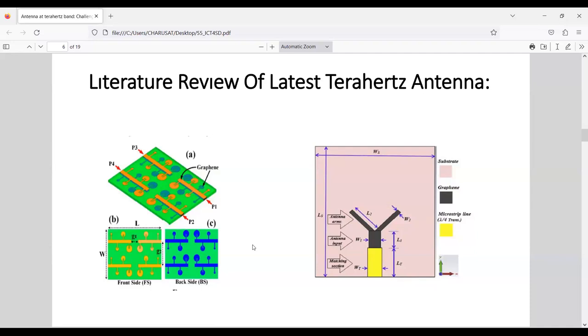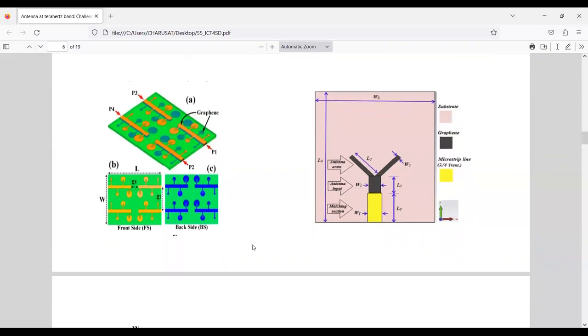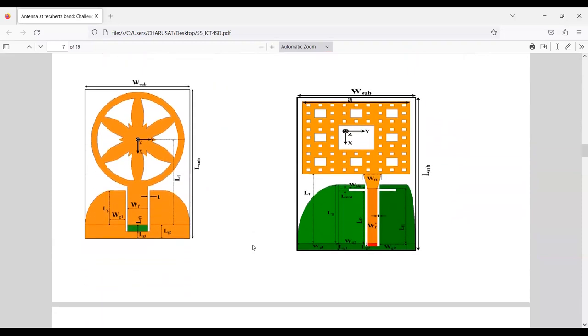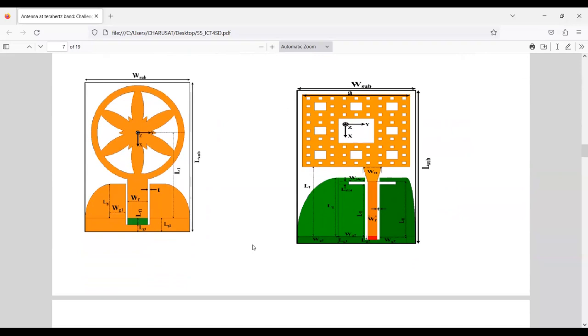Now various shapes of terahertz band antennas have been reported in the literature nowadays. On the left hand side, there is a jasmine shape antenna, which has been proposed with a coplanar waveguide feed. This particular antenna covers the band of 0.65 to 100 terahertz, and it has an omnidirectional radiation pattern.